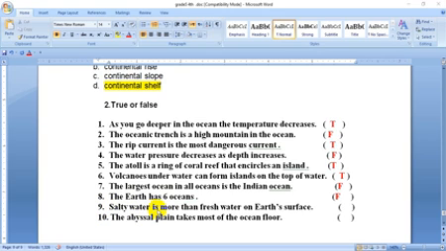Question 9. Salty water is more than fresh water on Earth's surface. Yes, the salty water is about 97% of the water on Earth, while fresh water is only 3%. So yes, the answer is true. Question 10. The basal plain takes most of the ocean floor. Yes, the answer is yes, because the basal plain is the biggest part of the ocean floor, so the answer will be true. So this was the last question in the revision sheet.